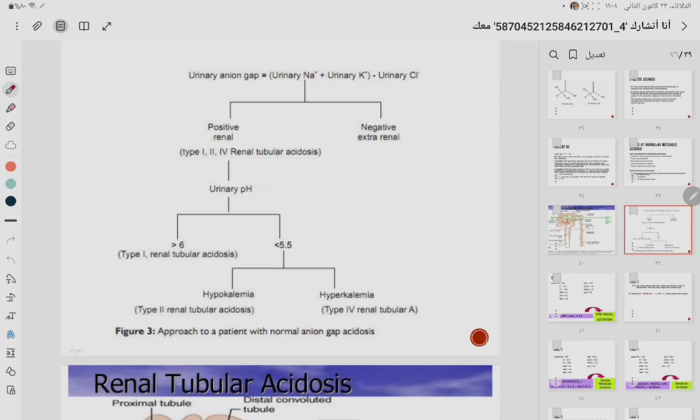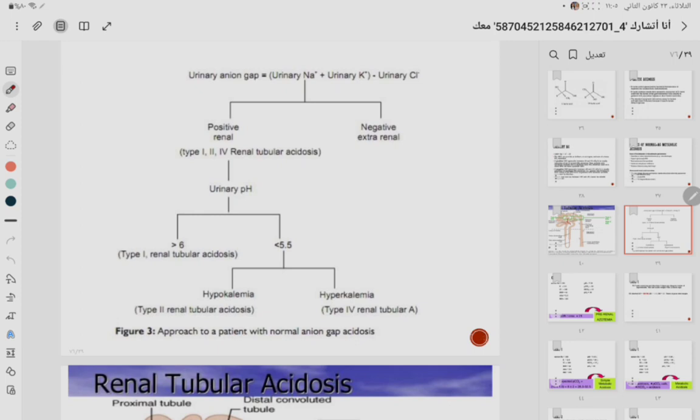Okay, those are the sites affected in renal tubular acidosis. As we said, type 2 affects the proximal convoluted tubule, and type 1 the distal convoluted tubule. Type 4 affects the distal tubule and the collecting duct, where there's a pseudo-hypoaldosteronism, where the aldosterone acts. Next.